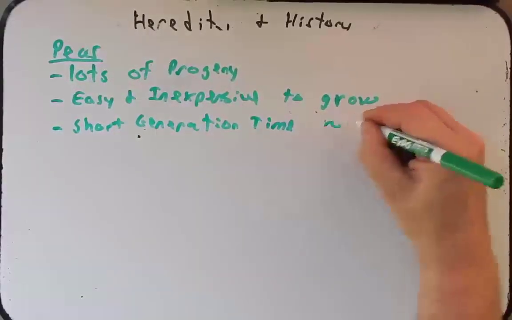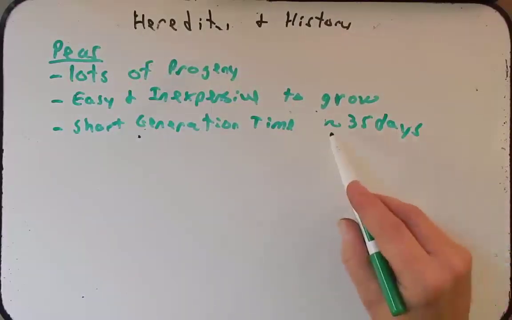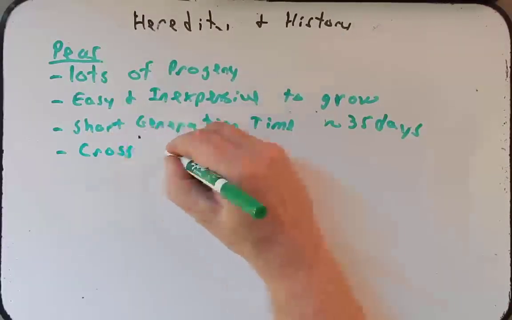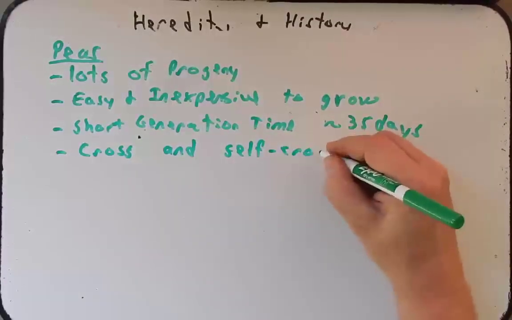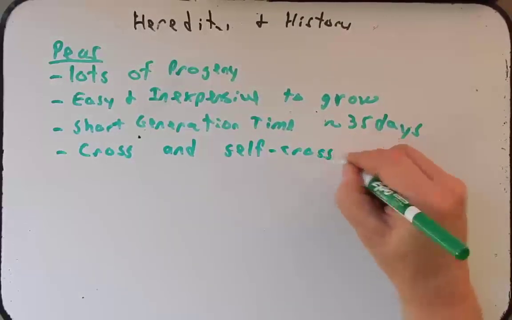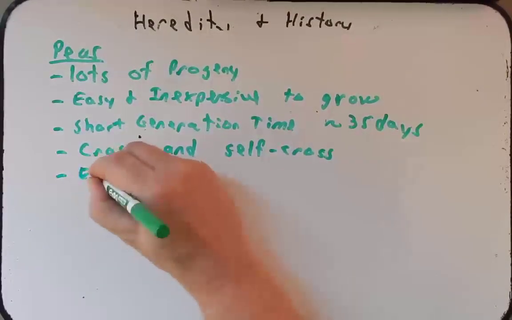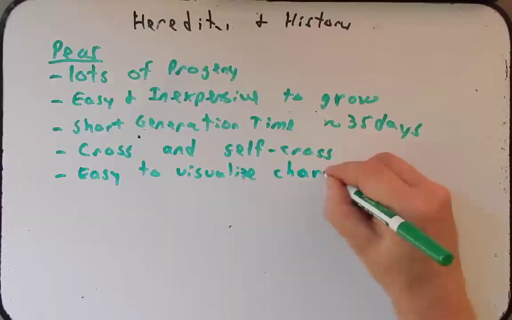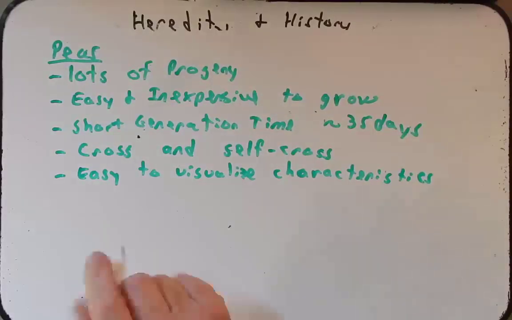It's about 35 days. Now, by modern standards with genetic model organisms, that's not great, but it's not too bad either. Another interesting feature of peas is that not only can you cross them, but you can also self-cross. So by crossing, I mean taking one parent from one plant and crossing with another parent from a different plant. But self-crossing is you can take the same plant, since it has both male and female gametes, you can cross one plant with itself. And finally, peas have easy to visualize characteristics. It's easy to see a round pea versus a wrinkled pea, a yellow pea versus a green pea. So this is very important as well.